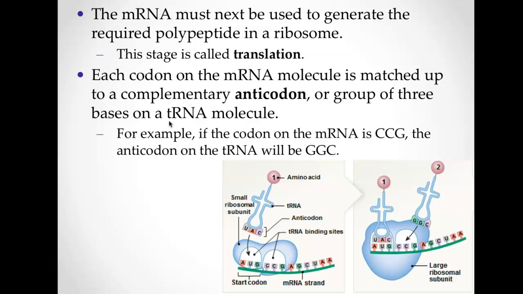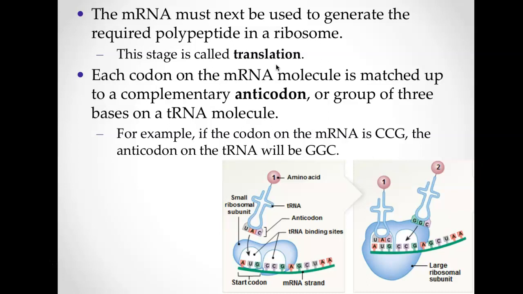So how does tRNA actually do this? The mRNA is used to generate a polypeptide at the ribosome. This is called translation. Okay, so I told you what the parts were. mRNA is the message, tRNA is the interpreter, the ribosome is the place. This whole thing is called translation. So we're going from a strand of RNA to an actual polypeptide.